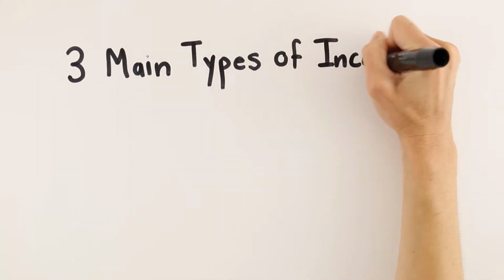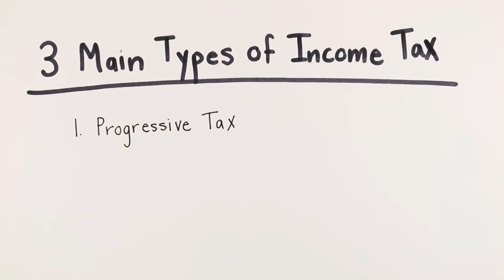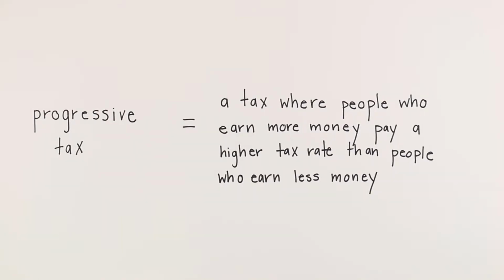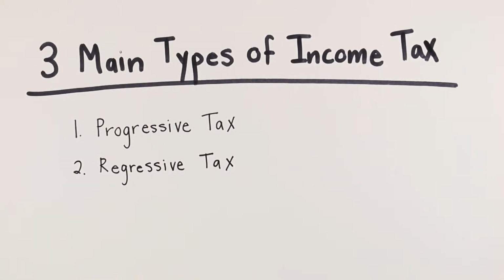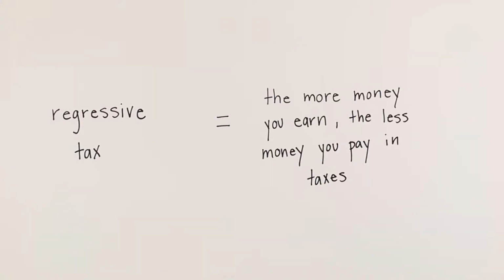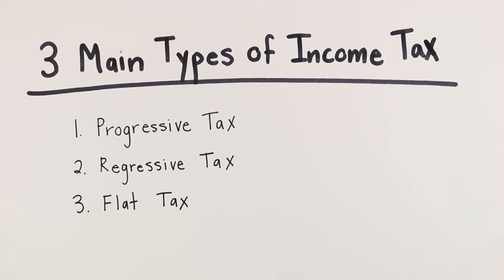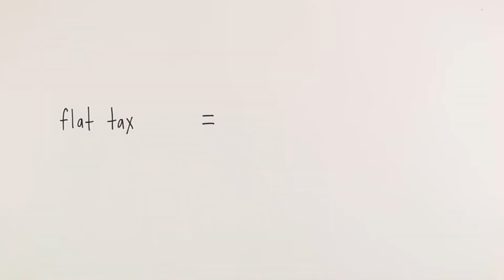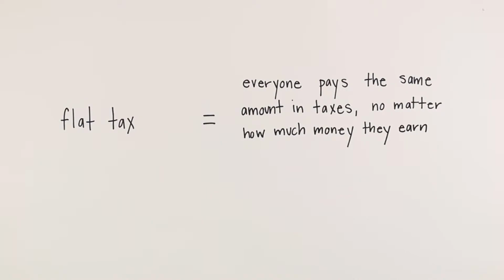Now, there are three main types of income tax. The first type we've already learned about. It's called the progressive tax, the kind that increases with your income level. As opposed to the next type, a regressive tax, where the more money you earn, the less you pay in taxes. The final type is called a flat tax, in which everyone is required to pay the same amount of taxes no matter how much money they earn.